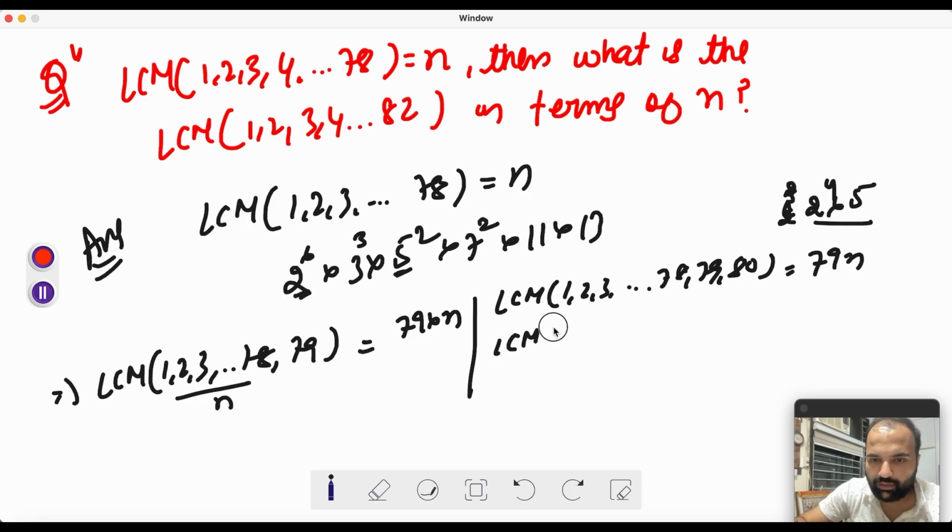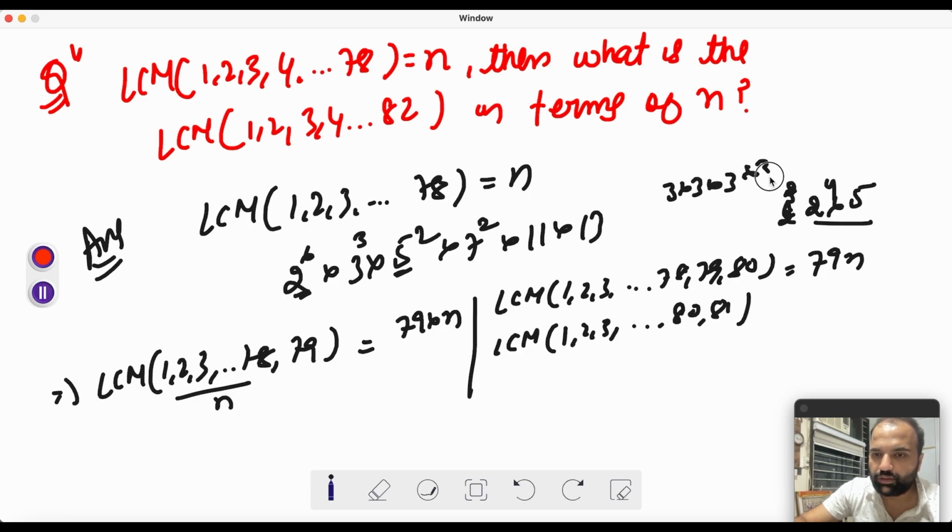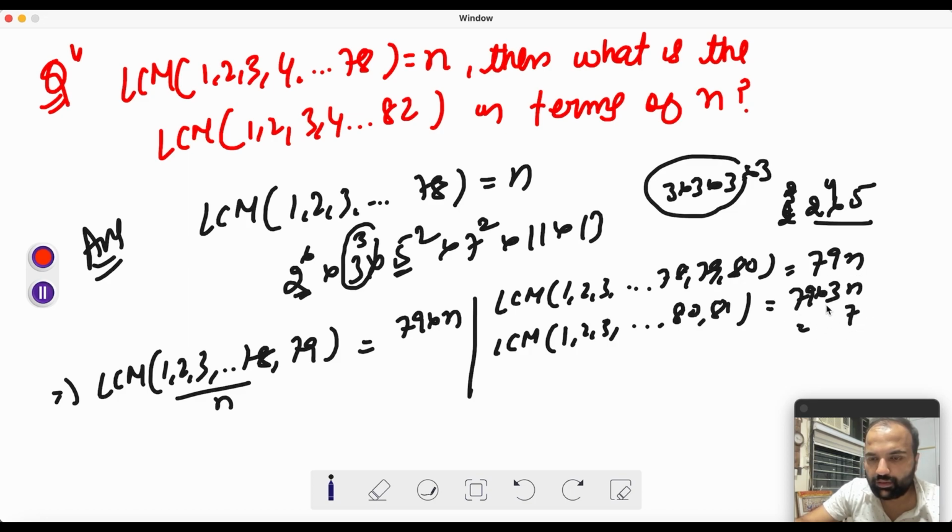Now again we go for 81. 81 is 3 into 3 into 3 into 3. Over here, 3 cube is already there. So how many 3s are we adding now? One extra 3 is being added. So how much would the LCM change? 79 into 3n, so it will be 237n.